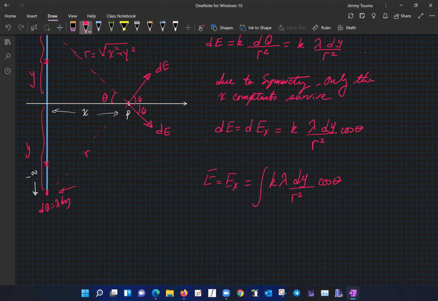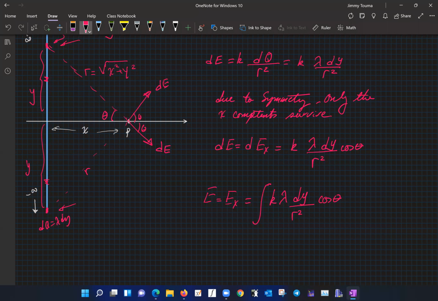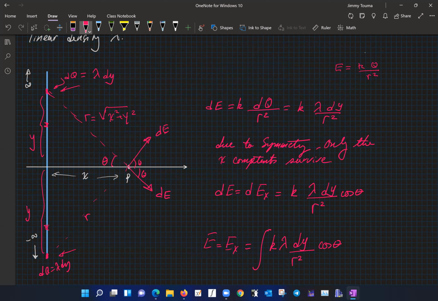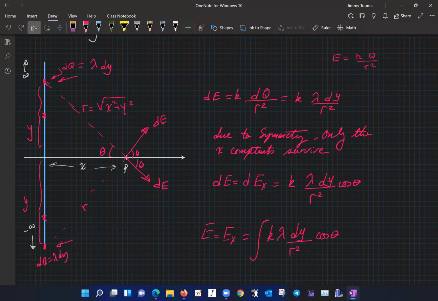Now my job is to, first of all, figure out the limits of integration. That depends on what my variable is. And then put everything here in one variable. I have cosine theta here, and obviously, as I move up and down this blue line, adding the contribution from each element dq, r is going to change, theta is going to change, y is going to change. But x obviously remains constant.